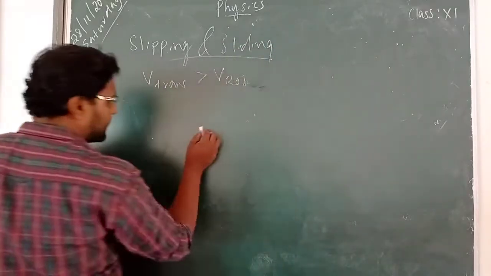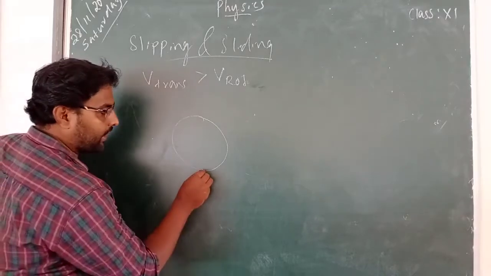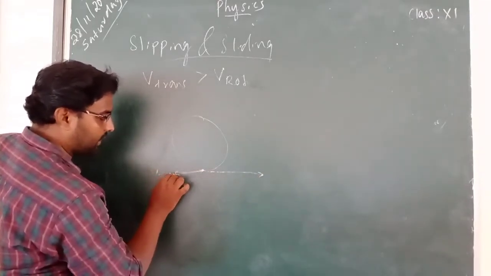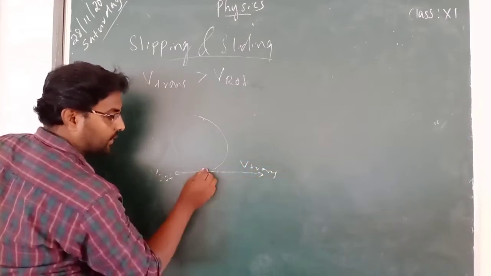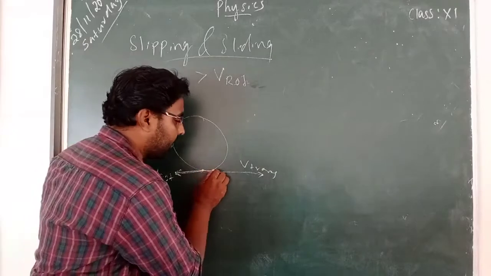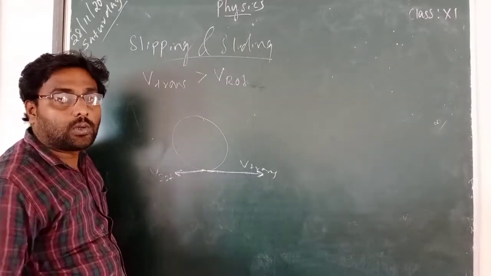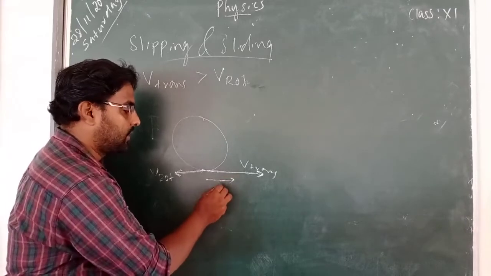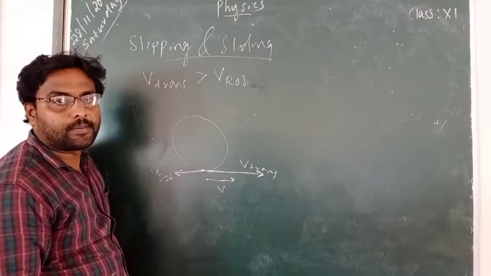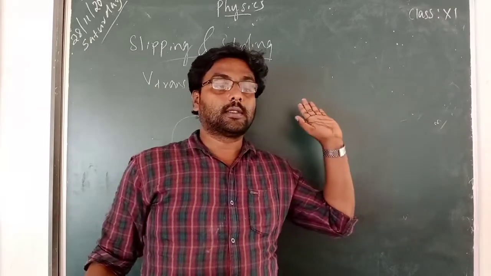So listen here. The point of contact with the surface possesses two motions, translational and rotational, V rotational and V translational. When you apply the brake on this slippery road, V translational becomes greater than V rotational. So there is a resultant velocity in the forward direction, and that is how the sliding happens.